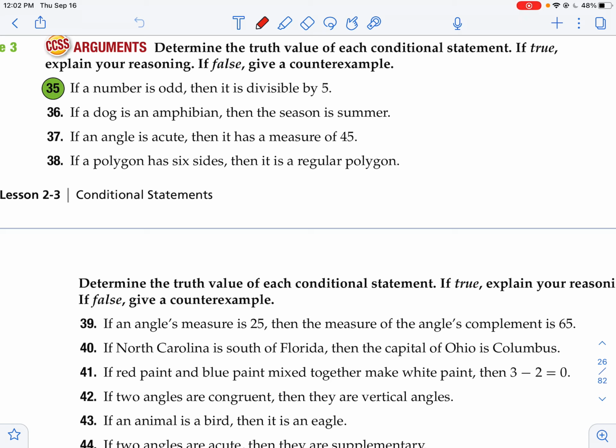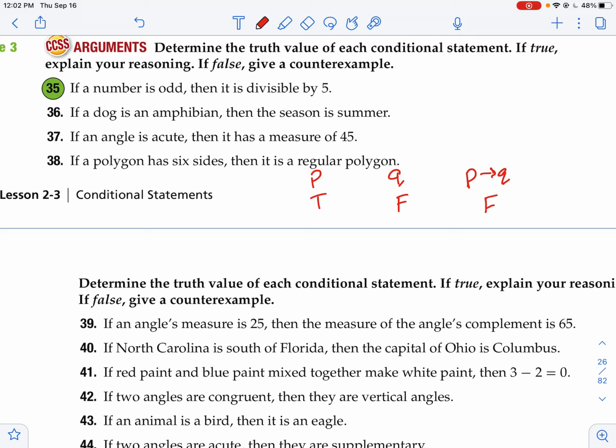Today we're going to talk about truth values of conditionals again. So I'm going to determine if the truth value of each conditional statement is true or false. And the only time I have a false statement is if I have a true hypothesis and a false conclusion. So if I have that, then my conditional, if P, then Q, would be false. Everything else is going to be true. And we talked about that in class a little bit. I'll put out a more in-depth video later tonight covering that information.